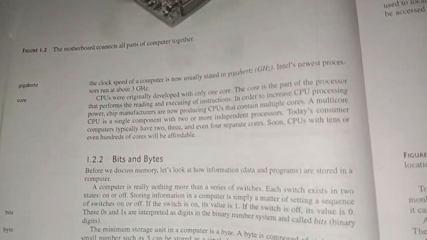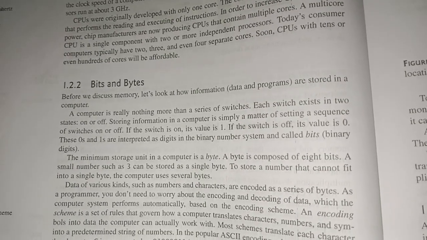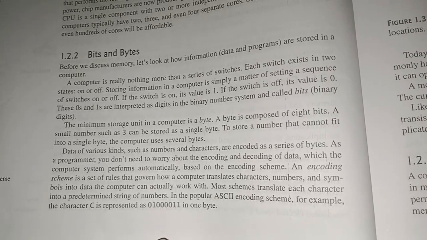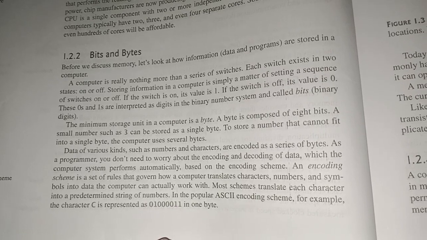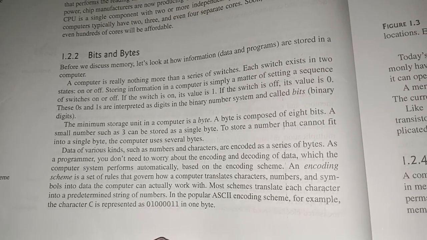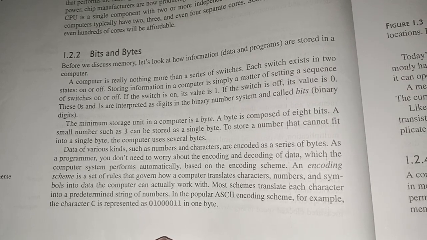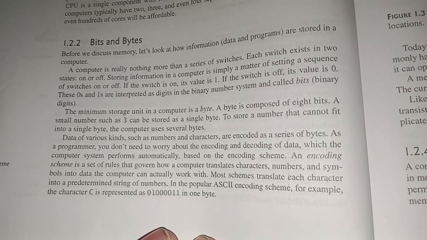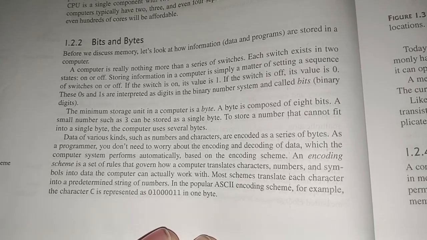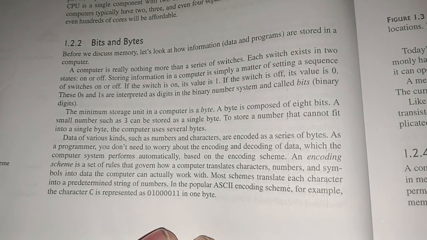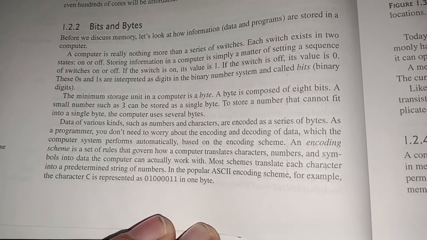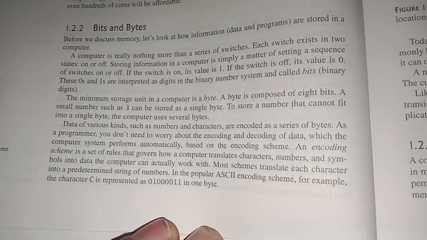Bits and bytes. The minimum storage unit in a computer is a byte. A byte is composed of 8 bits. A small number such as 3 can be stored as a single byte. To store a number that cannot fit into a single byte, computers use multiple bytes.